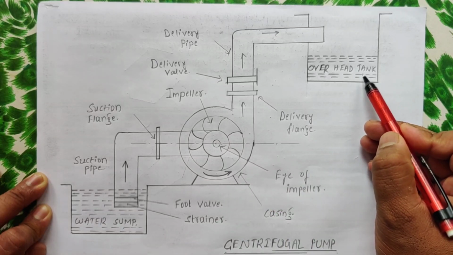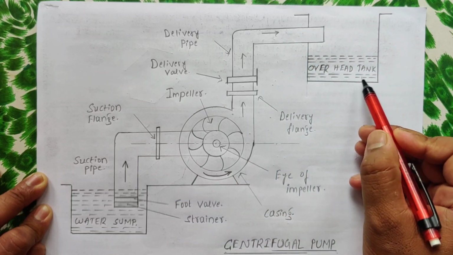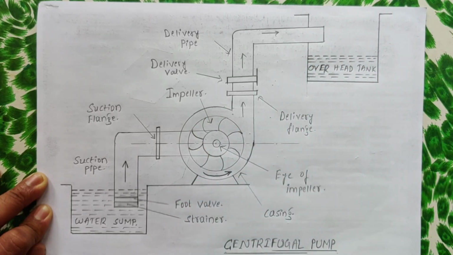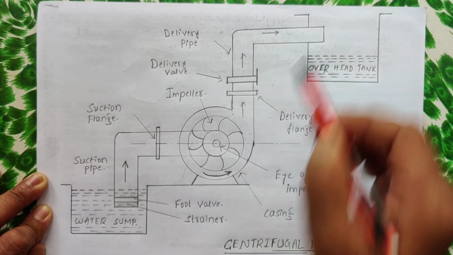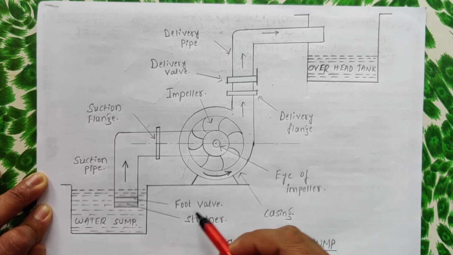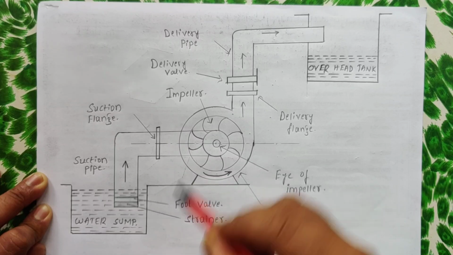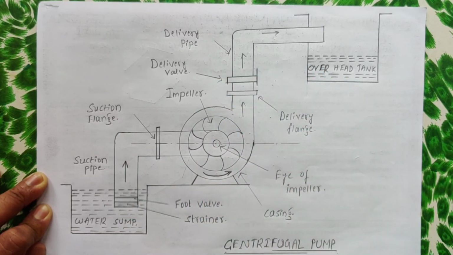We need to lift water from the sump to the overhead tank with the help of this impeller. For that we have one suction pipe and one delivery pipe. There are many other parts as well: the eye of the impeller, the foot valve, the strainer, the delivery pipe, the suction flange, everything. That is the construction of this centrifugal pump.